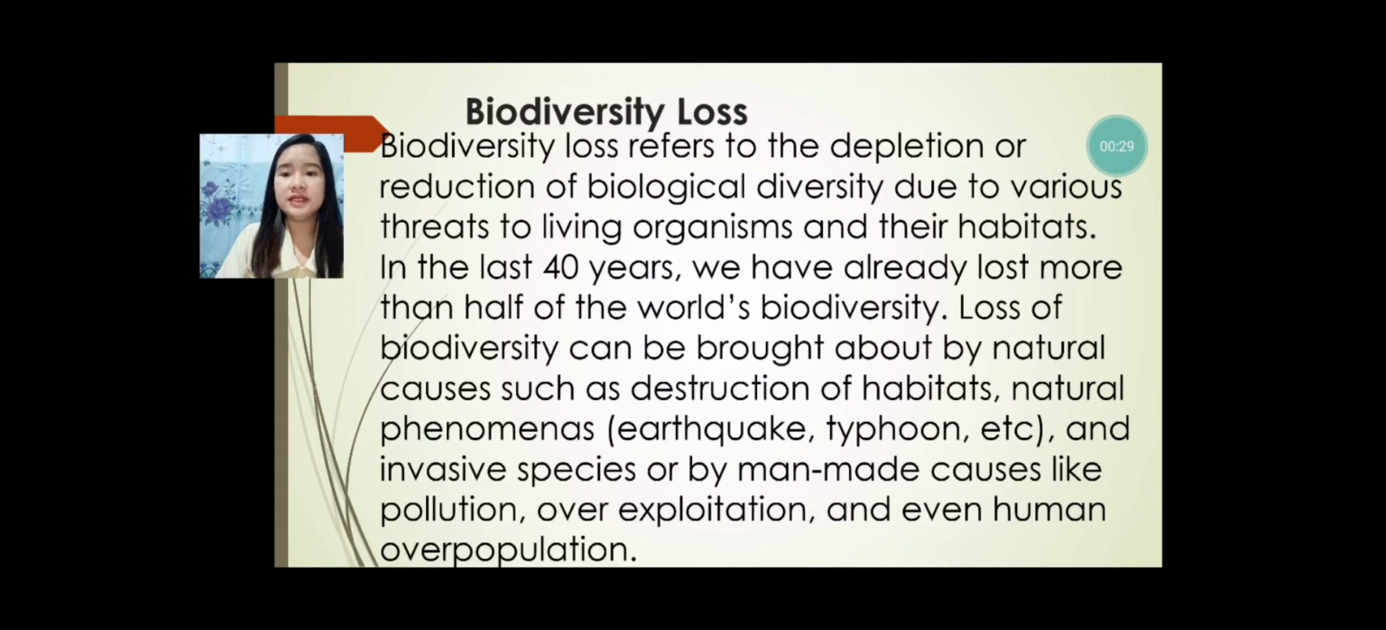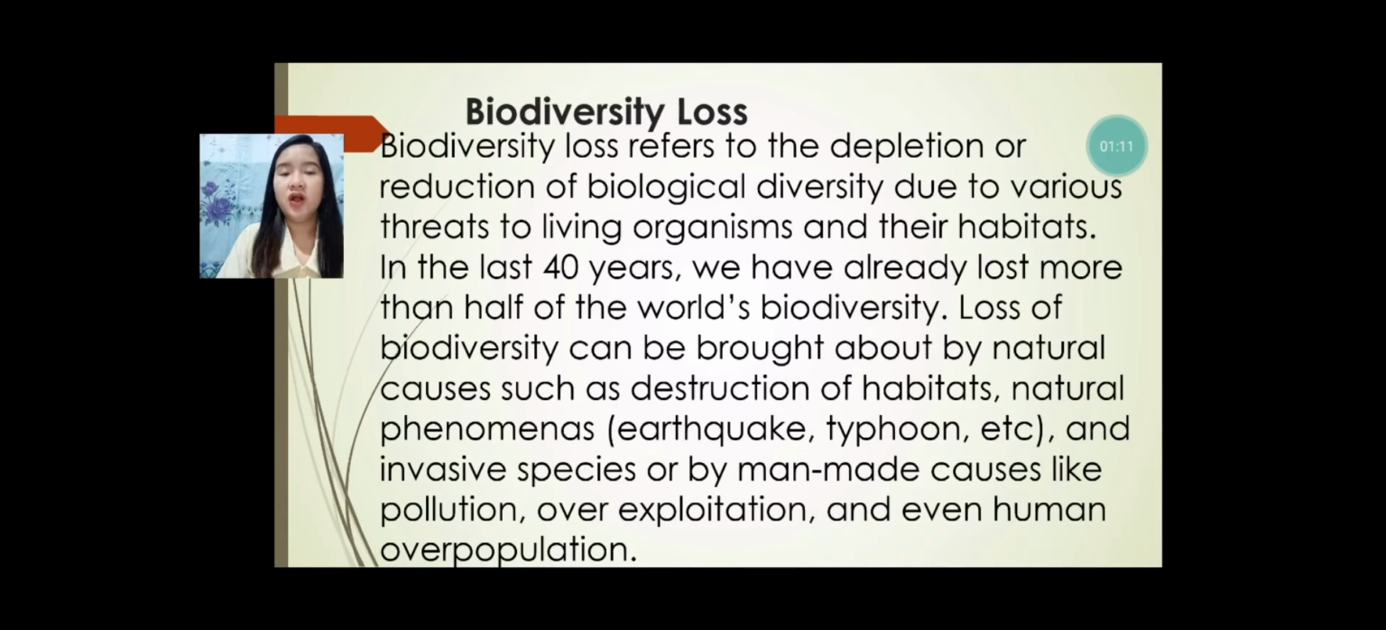Loss of biodiversity can be brought about by natural causes such as destruction of habitats, natural phenomena like earthquakes, typhoons, etc., and invasive species, or by man-made causes like pollution, overexploitation, and even human overpopulation. The United Nations in 2019 reported that around 1 million species of plants and animals are now facing extinction. It is predicted that by 2050, half of the world's species will be extinct.